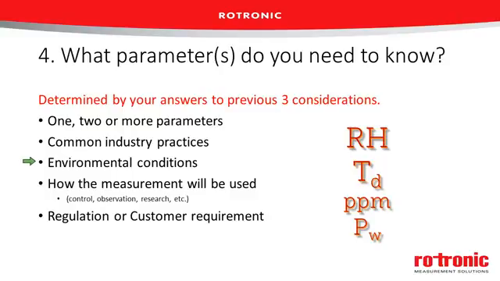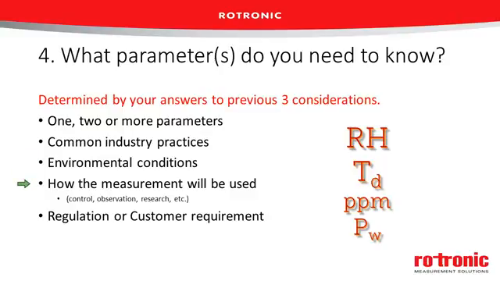Environmental conditions will also drive which parameter you need to know about. For example, if you have a very dry application, then the best parameter that you want to be observing is dew point. If you have other environmental conditions where you need to know the mass of the water vapor, then your output might be parts per million, or it could be mixing ratio.